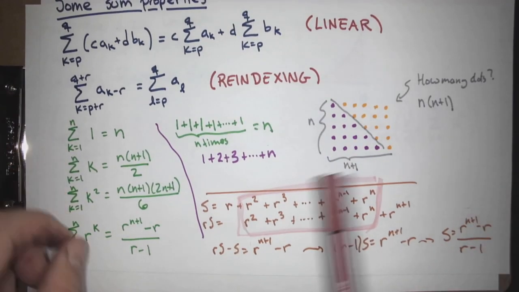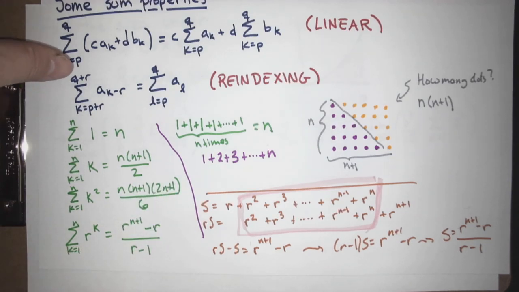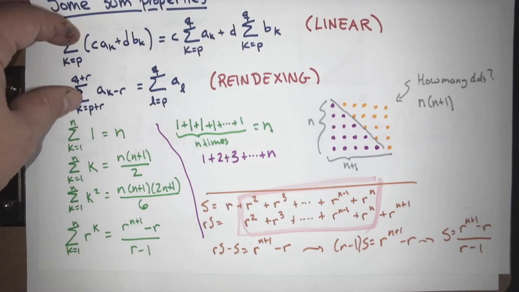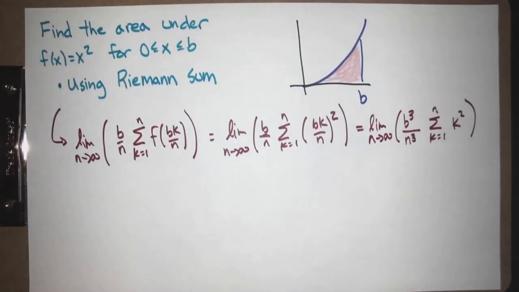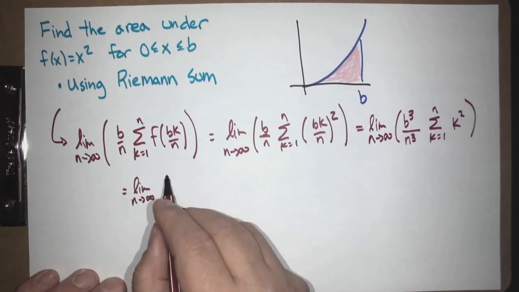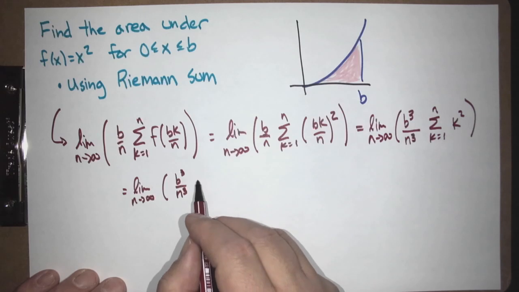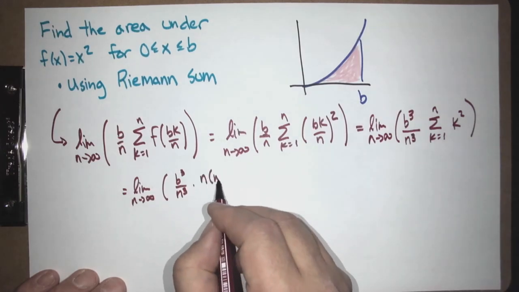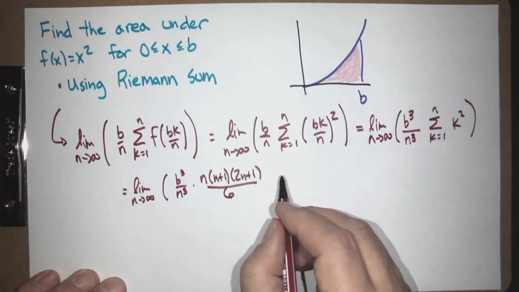Yes. That formula. So the sum k equals 1 to n of k squared is n times n plus 1 times 2n plus 1 over 6. All right. So for now, we'll just take it as is. So we're going to copy that. So this is our limit as n goes to infinity of our b cubed over n cubed. Then this becomes n times n plus 1 times 2n plus 1 all over 6.